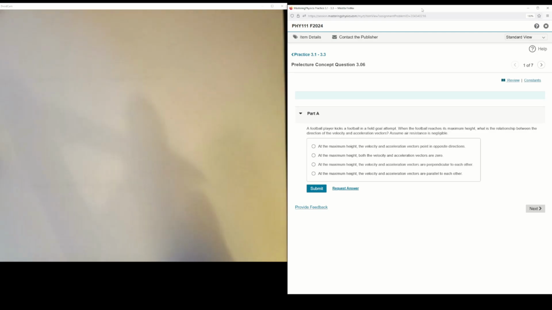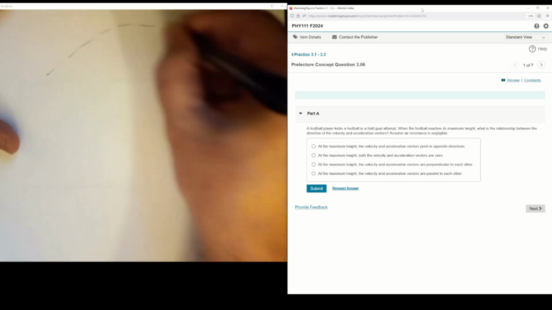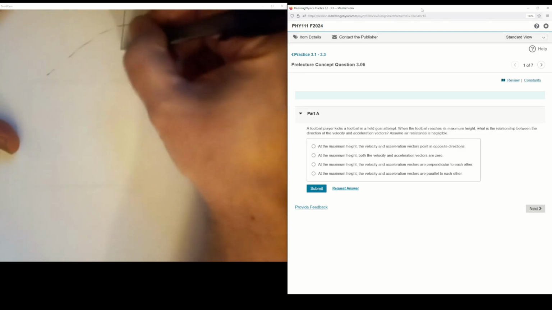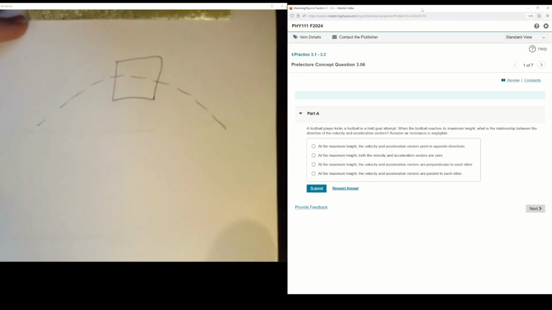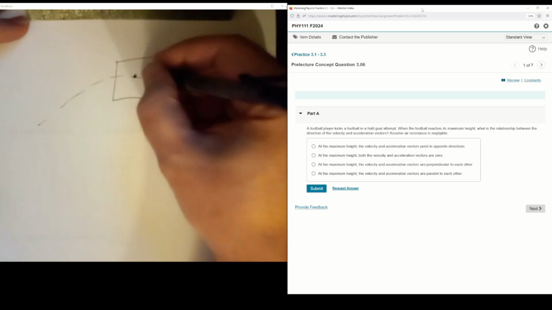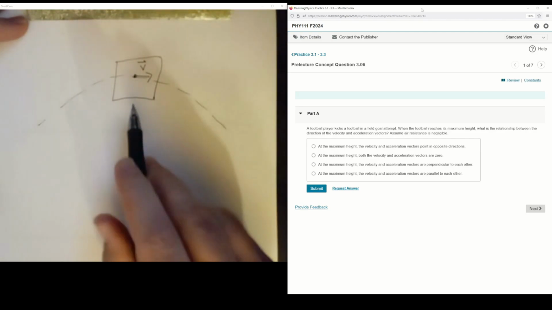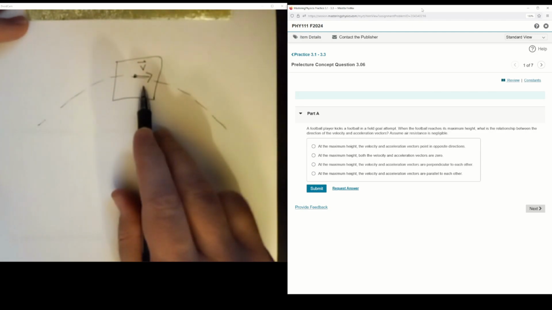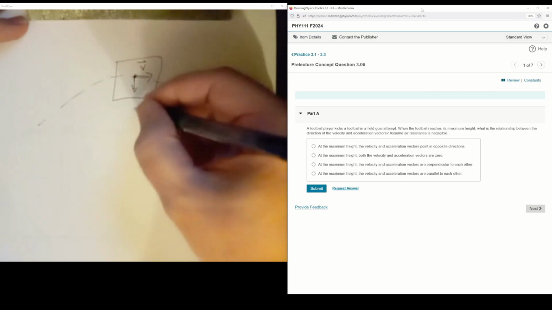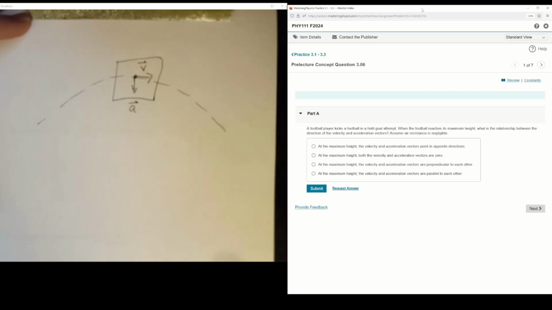So, shoot your football. At the top of the height, that's what we're interested in, the top of the height. At the very top here, the velocity is going perfectly horizontal, while the acceleration vector due to gravity is coming straight down.